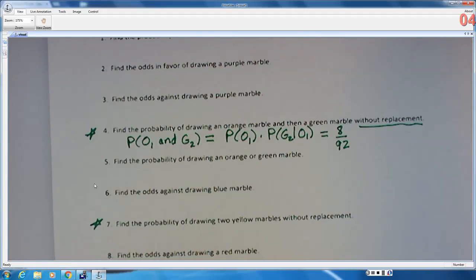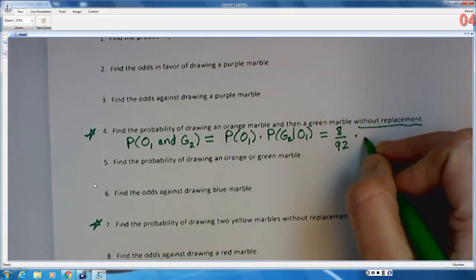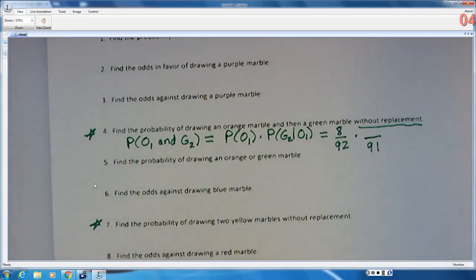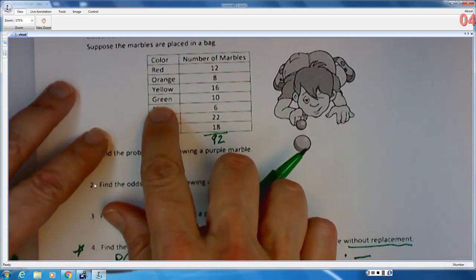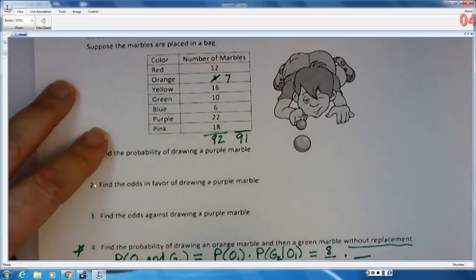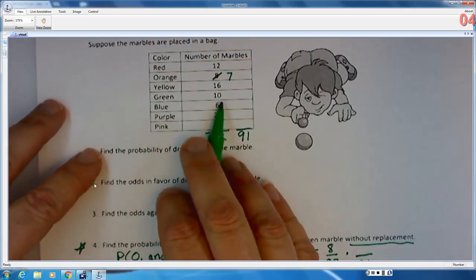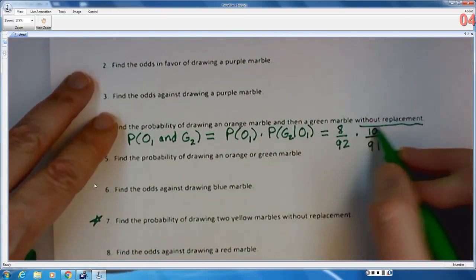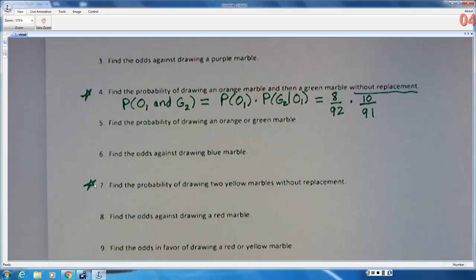Now, you have to assume you've already picked an orange marble and you leave it out. Now, how many marbles are we picking from? On the denominator here, we have to change this to 91, because we are leaving that orange marble out. It said without replacement. Now, how many green marbles do we have? Well, we have to assume we picked an orange, so we have 7 oranges, and we only have 91 for the second pick. But the green, we still have 10. So we put that over 10. They're 10 over 91.